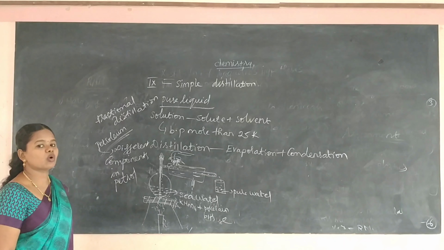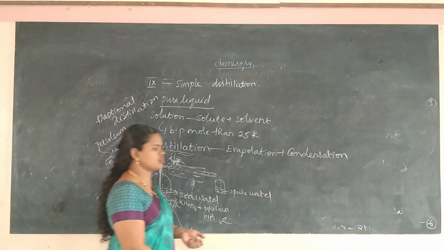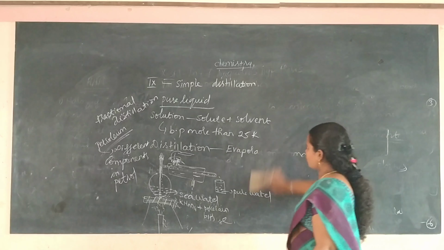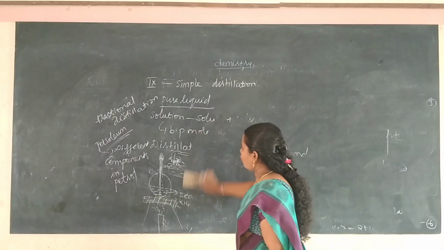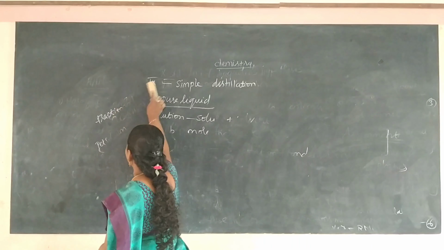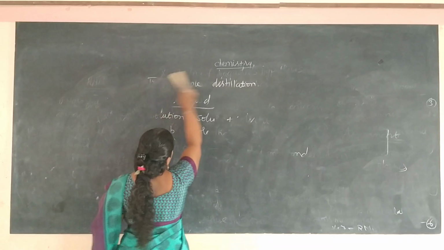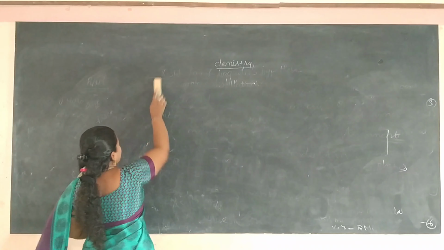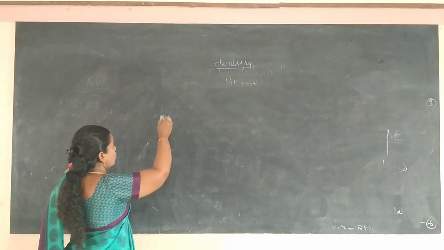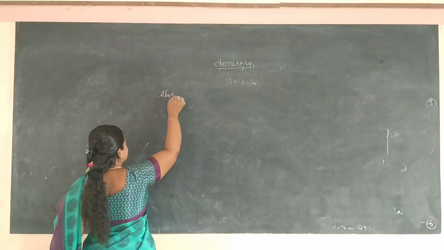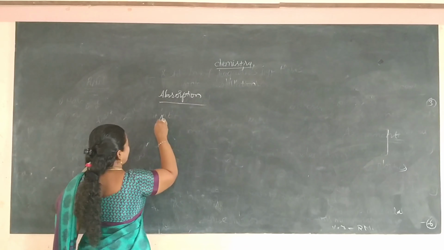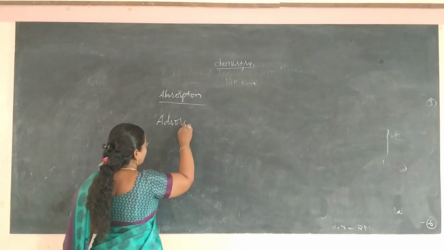Okay, the next one, chromatography. The third separation process is chromatography. Before going into chromatography, we will see what is absorption and adsorption. Before studying chromatography, we must know what absorption and adsorption are. So here you have to know the difference.